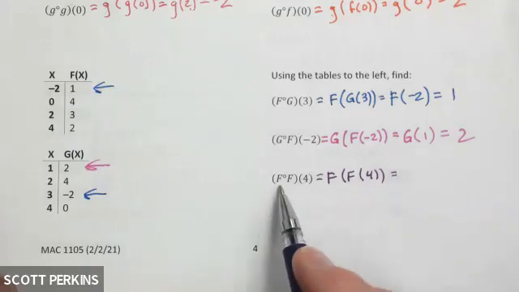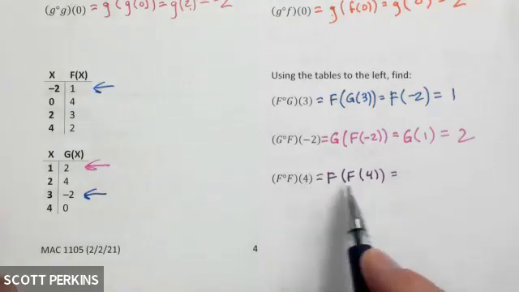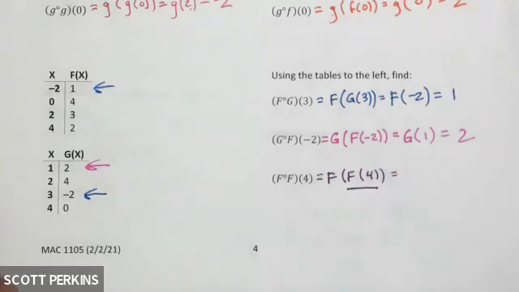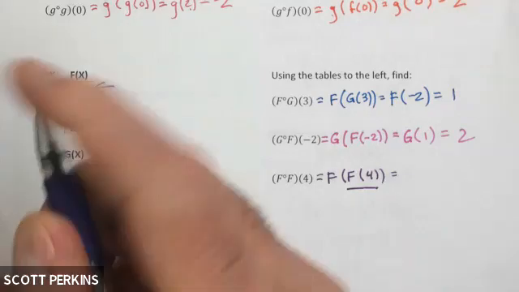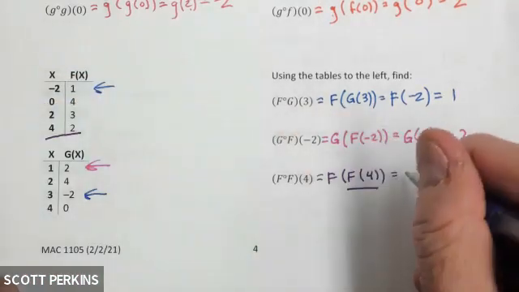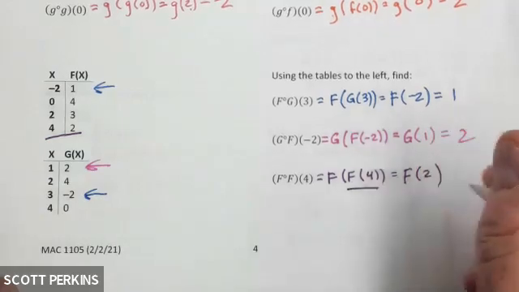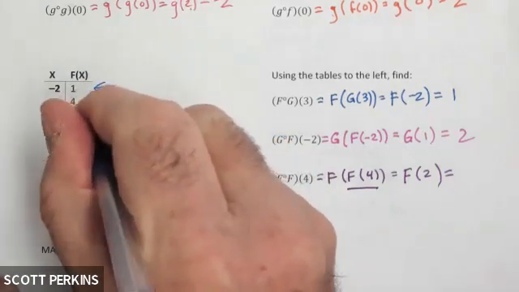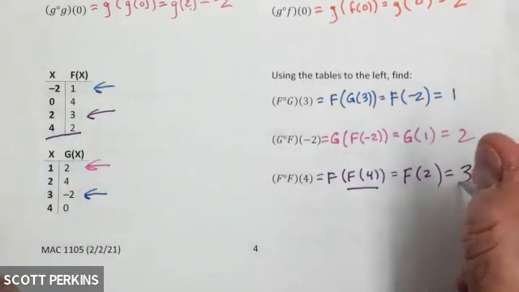All right, this last one is f composed with f of 4. So I've rewritten that in function notation. Firstly, what is the value of f at 4? Yep, it's right here. It's the bottom of the table. The value of f at 4 is equal to 2. And then again, I use the same table because it's the same function. What's the value of f at 2? It's right there. It is equal to 3.